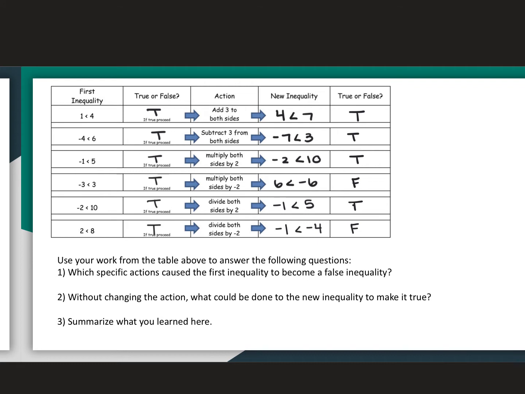So which specific actions cause the first inequalities to become false? So looking here, we see that the inequality was initially true, but when we multiply by a negative, it became false. Same as for the last one, initially it was true. When we divided by negative 2, it became false. So yes, both of these examples have negative 2, but in general, when multiplying and dividing by a negative number.